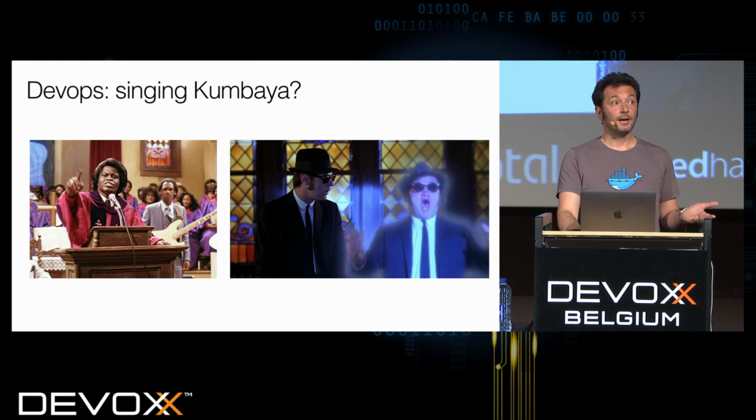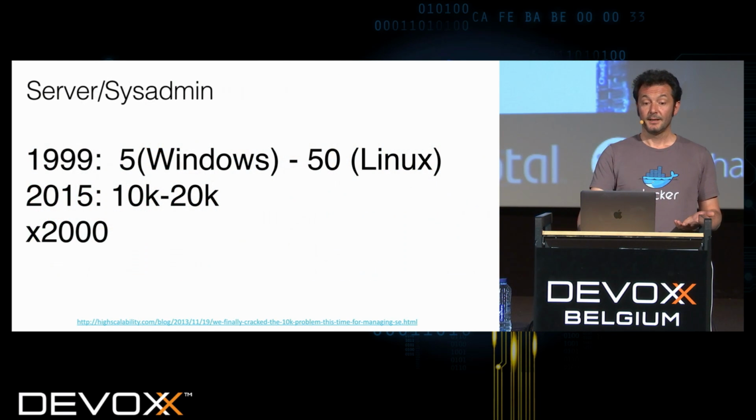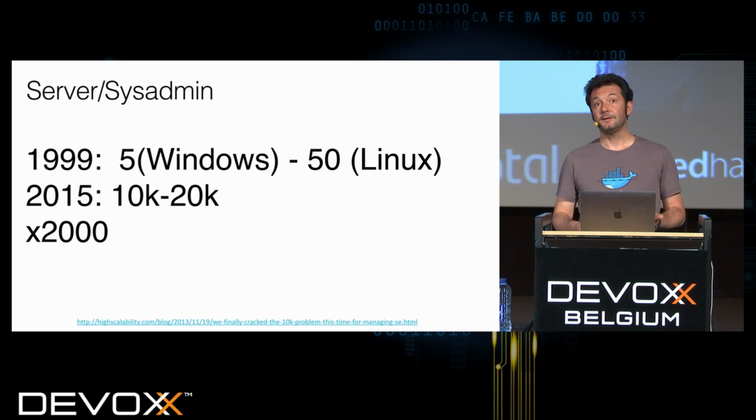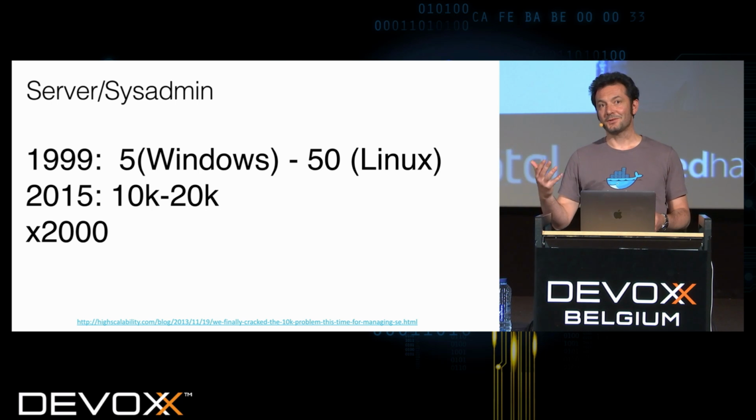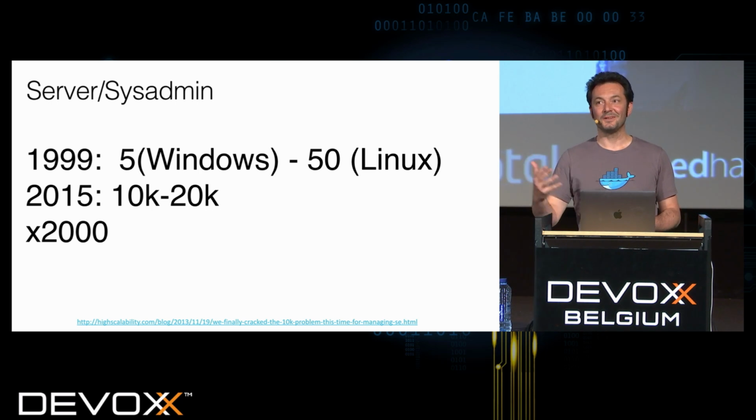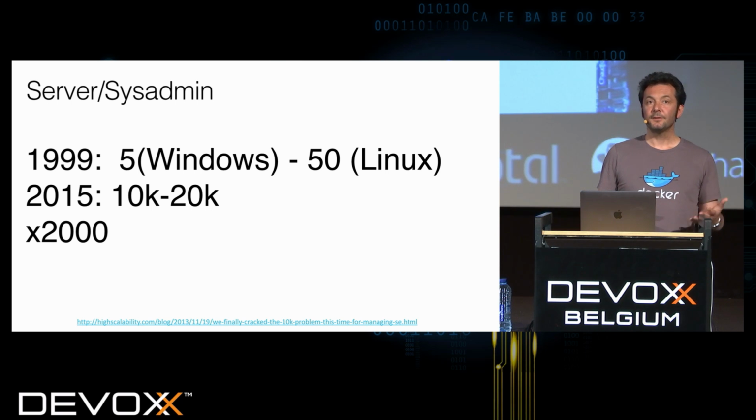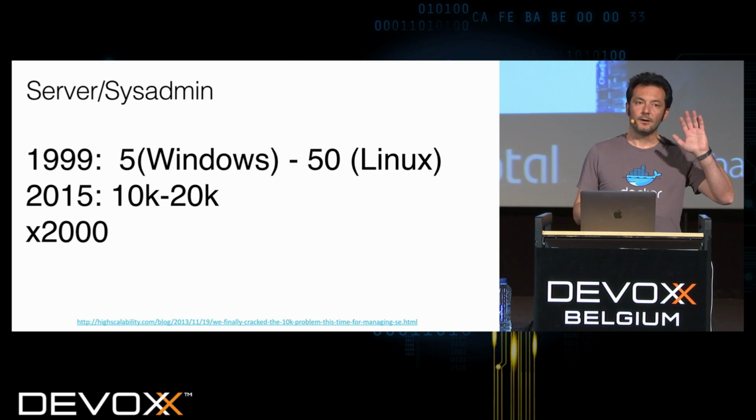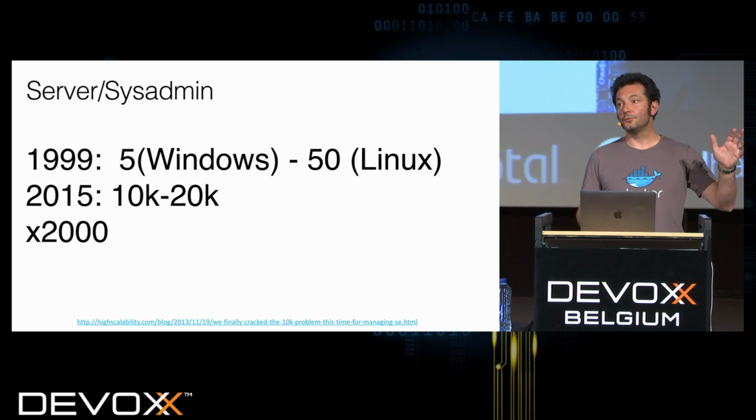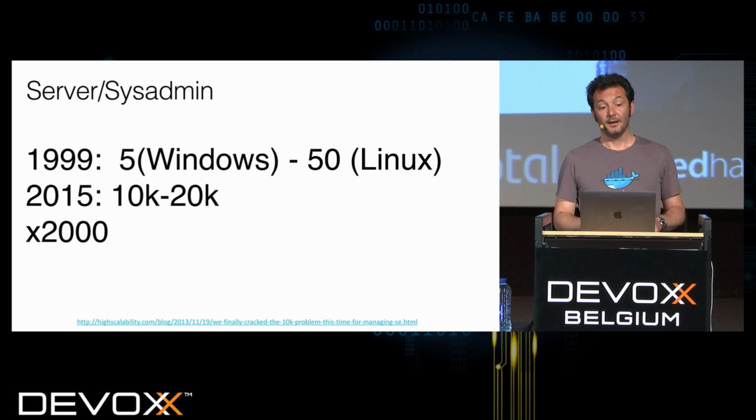So as Agile, DevOps is really about business, and the rationale is here. In 1999, if you were a Windows sysadmin, you would manage 5 servers. If you were a Linux sysadmin, you would manage 50 because Linux is much easier to automate. In 2015, it's more like 10 to 20,000 servers. And here I'm talking about large companies like Google and Facebook where everything is automated. So there's a factor of 2,000 here.